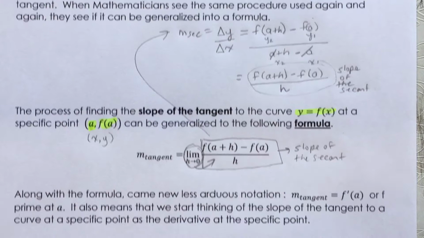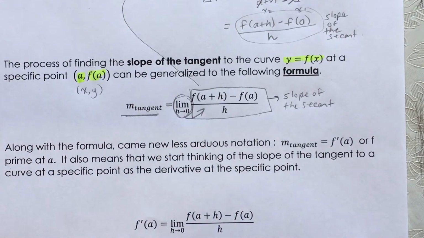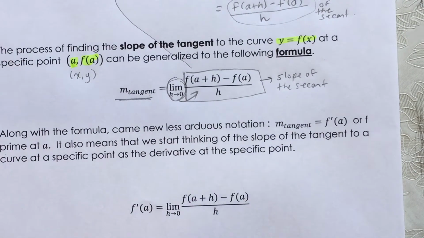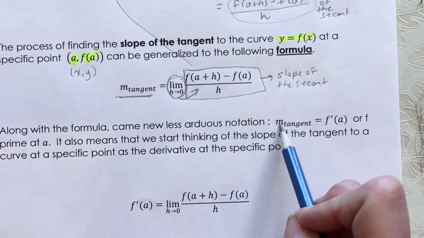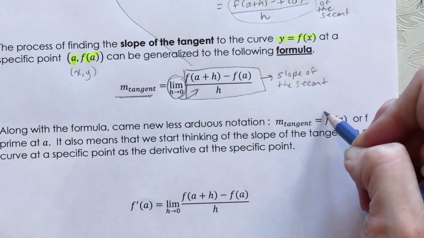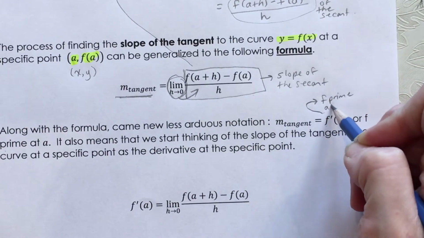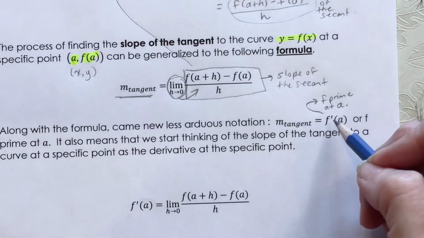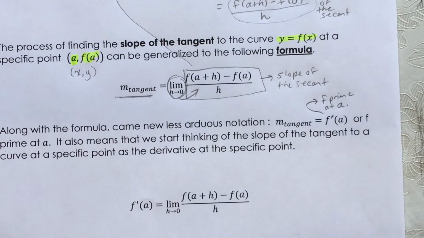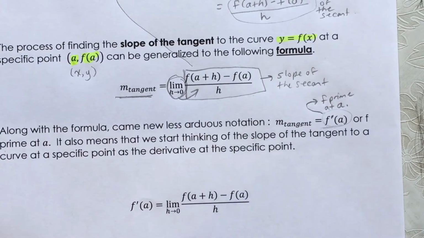So along with the formula, people, even mathematicians, didn't like writing out m tangent every single time. It was kind of long for them to write out. So they developed some notation. Instead of writing slope of the tangent, they came up with a new notation, which is said f prime at a. This little quotation mark is, we say prime in math, so f prime at a. But what it really means is we're finding the slope of the tangent when x equals a. It's quicker to say f prime at a than slope of the tangent when x equals a.